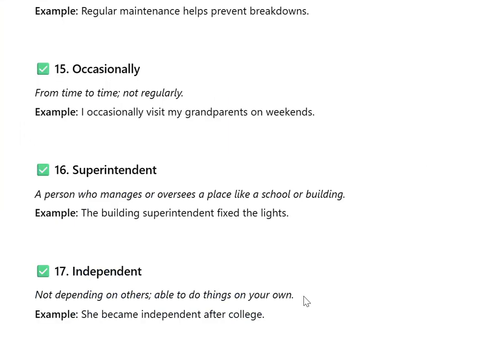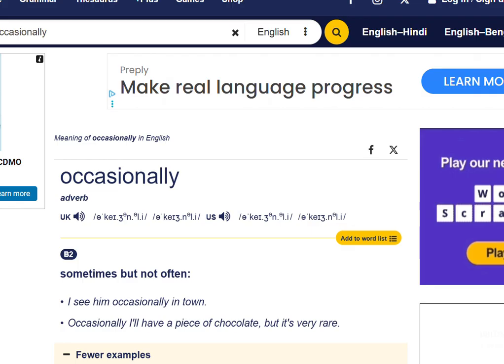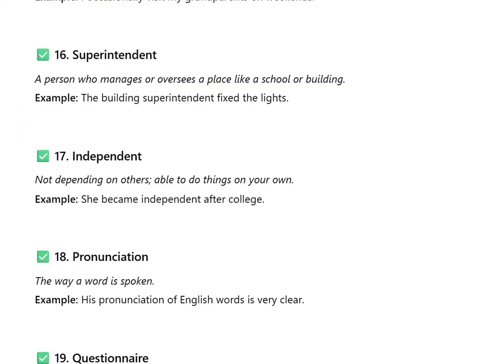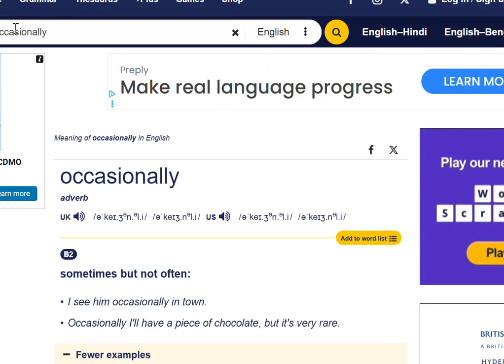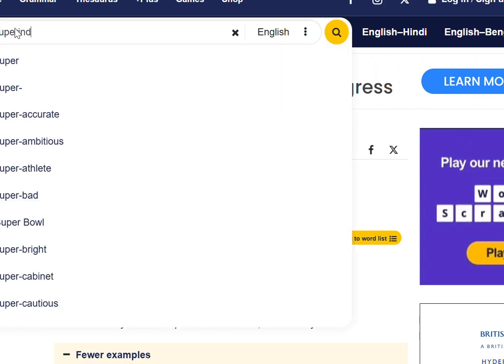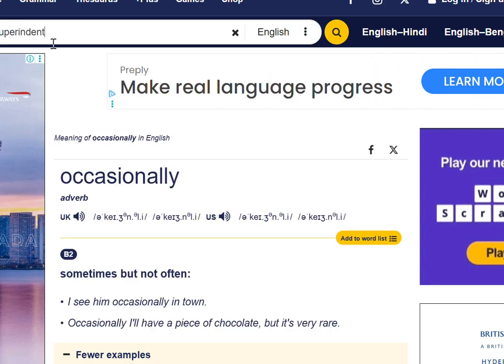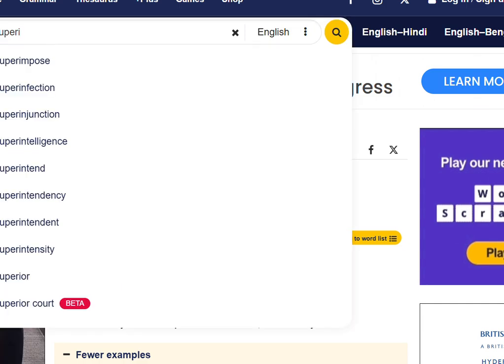Okay? I occasionally visit my grandparents on weekends. On weekends, I go and meet my grandparents occasionally, not regularly, but from time to time. Good. The next word is superintendent. This is a little bit hard to pronounce for beginners, but when you practice the word, you'll get it.